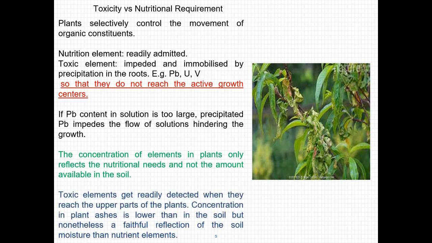But if the toxic elements are detected in the upper parts of the plant, it means there is enough of these toxic elements present in the soil that they have reached the upper part of the plant. So if we analyze the ashes of these plants, the concentration of these toxic elements would be lower than in the soil. But this whole criterion shows that the presence of these toxic elements, still lower than the amount in the soil, is a reflection of the composition of the soil moisture rather than nutritional elements, because nutritional elements reflect the nutritional needs only. It is the toxic elements which reflect the composition of the soil moisture.